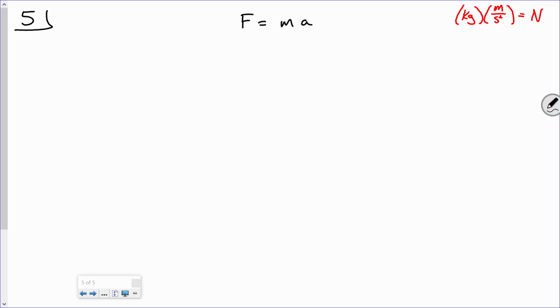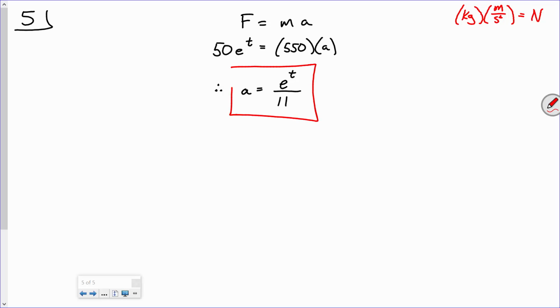All right, my force is 50 e to the t. What's my mass? 50. So 50 times a equals 50 e to the t. What can I solve for? I can solve for a, right? Therefore, a is e to the t divided by 11. Does that make sense? Sound good?